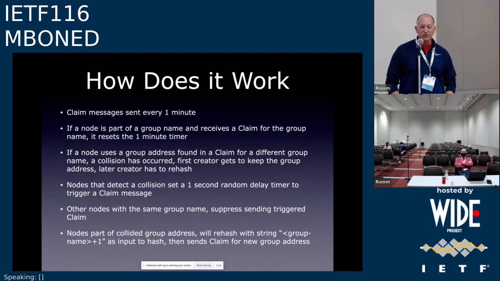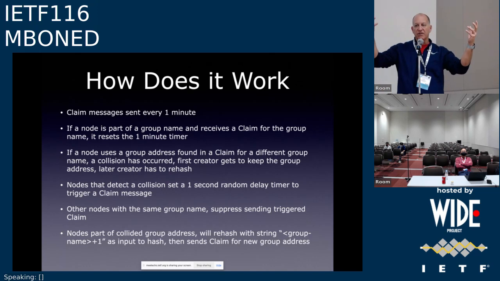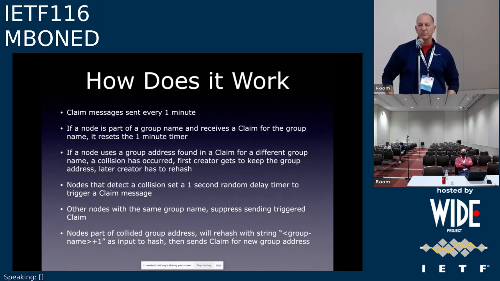If a node uses a group address found in a claim message for a different group name, that's defined to be a collision. So if you have group name A and group name B, and it happened to hash into the same group address, one of them has to resolve it, and the claim process does that. So if B comes later, sends a claim message for this group address, and A sees a collision, A will trigger a claim message, and B will reallocate, doing a +1 to build a new group address for this group name. And we do it up to 4 times.